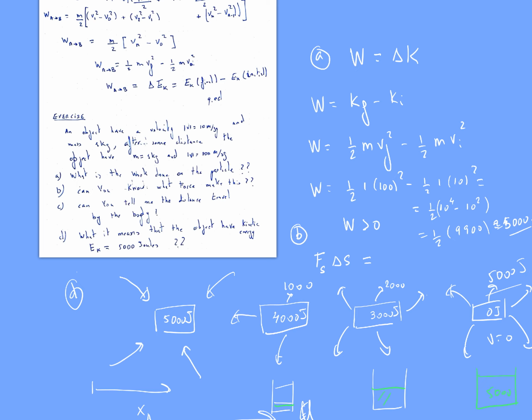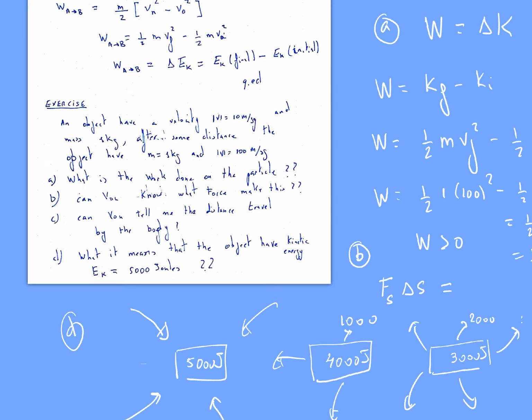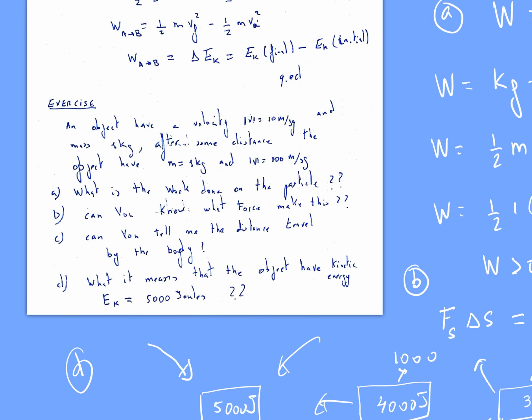Say an object has velocity 10 meters per second. The object is moving with 10 meters per second. In what direction? I don't care in what direction. It has kinetic energy, 1/2 mv squared, when v is 1 meter per second and m is 1 kilogram. What is the work done on the particle if the velocity is going to be 100 meters per second? So the object was moving at 10 meters per second.